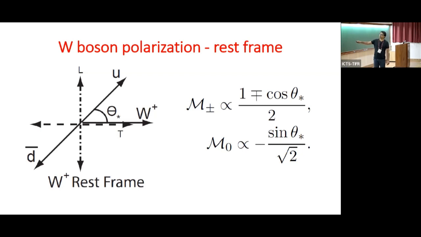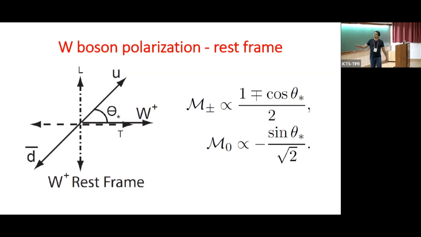into quarks at this particular angle theta star depends on the polarization of this W plus. If the W plus is polarized right-handedly, the amplitude goes as (1 minus cosine theta star)/2. If the W plus is polarized left-handedly, it goes as (1 plus cosine theta star)/2. If it's longitudinally polarized, it goes as sine theta star/root 2.